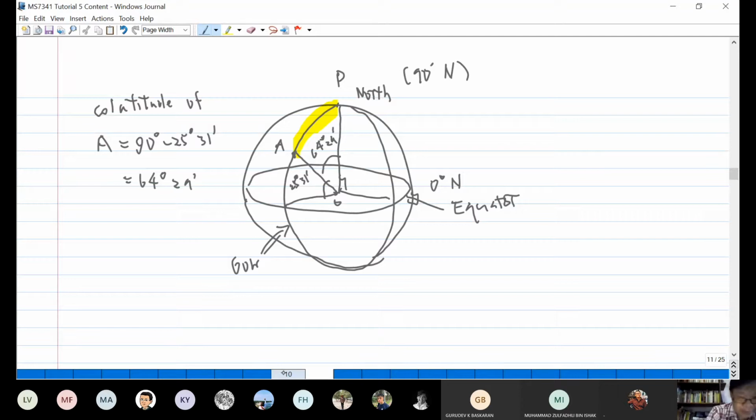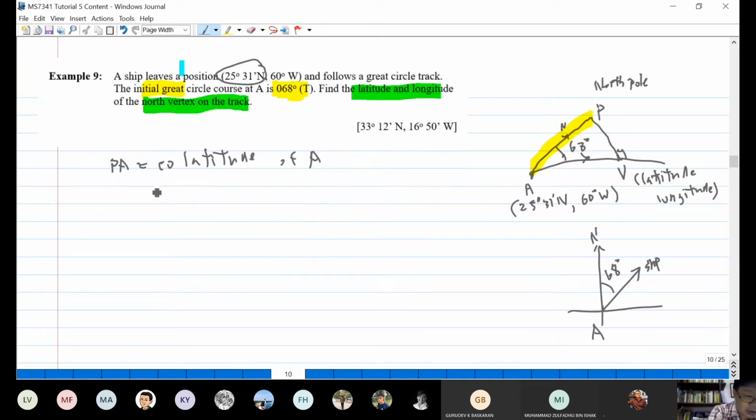So I go back here. Co-latitude of A is just 90 minus 25 degrees 31 minutes. You get 64 degrees 29 minutes. That's PA, right? So this distance PA is 64 degrees 29 minutes.